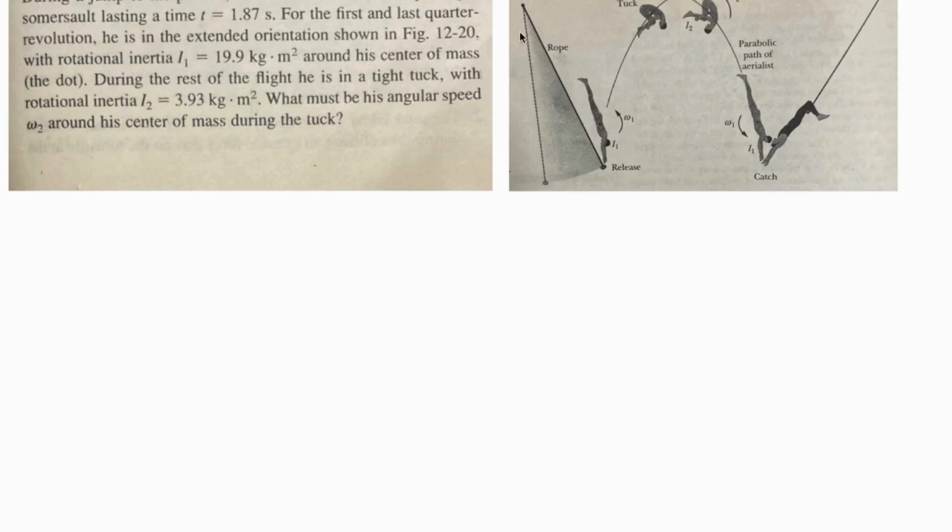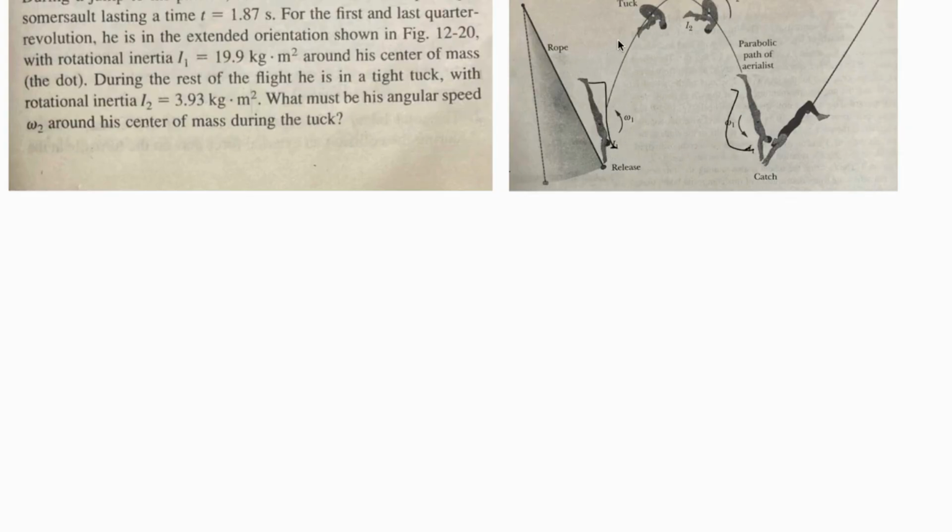So what does the question say? There is a person who is an aerialist. He jumps, which means he is in an extended position in the first quarter, and the net time is 1.87 seconds. So during the first quarter and the last quarter, he is in extended position, meaning he is in a fully stretched position. Look at this, fully stretched position. In this position, the angular velocity and moment of inertia are omega 1 and I1 respectively in both the cases.